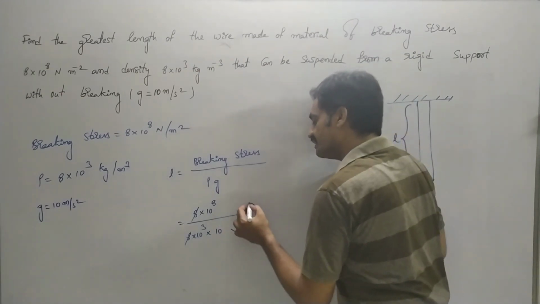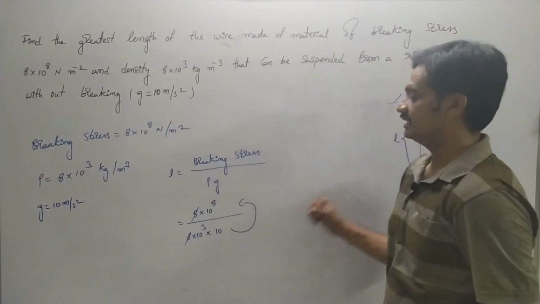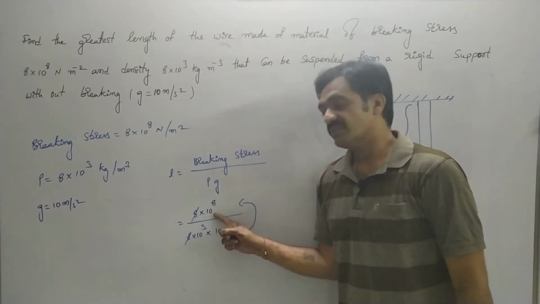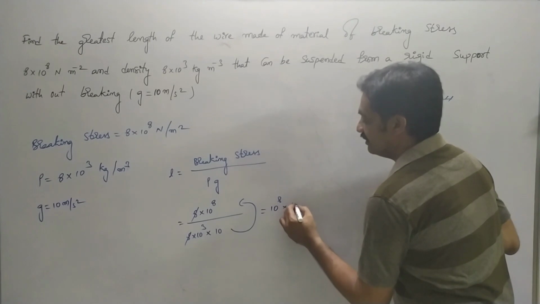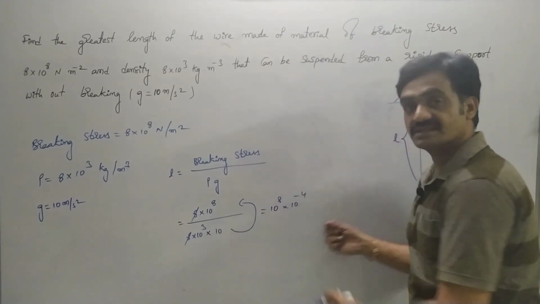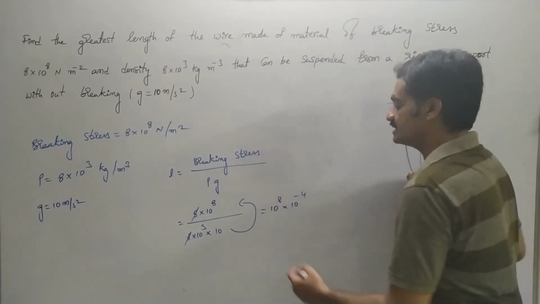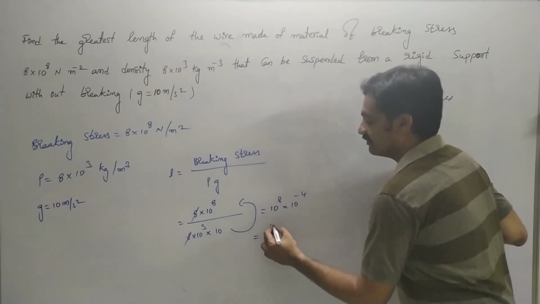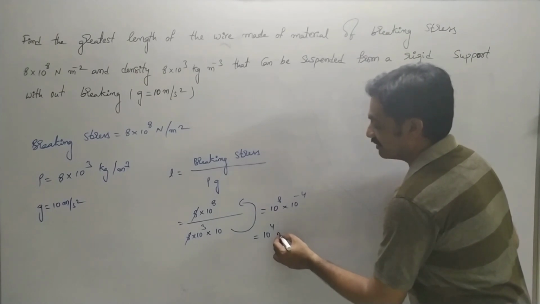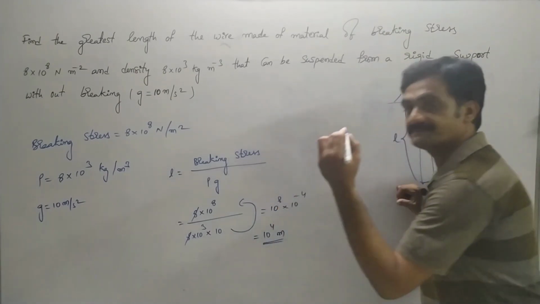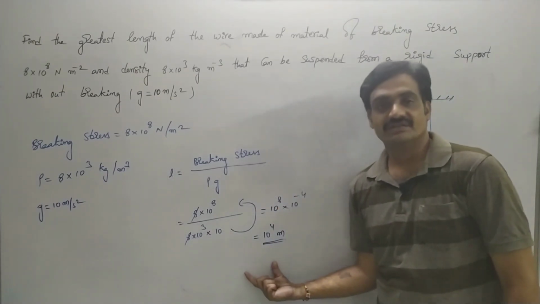As we bring this 10 to the power of 4 towards the numerator, it becomes negative. 10 to the power of 8 into 10 to the power of minus 4. Since the bases are same, powers can be added. 8 minus 4 is nothing but 10 to the power of 4. So here the length of the wire is 10 to the power of 4 meters. Take a screenshot. We will continue.